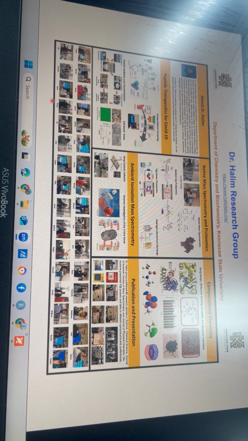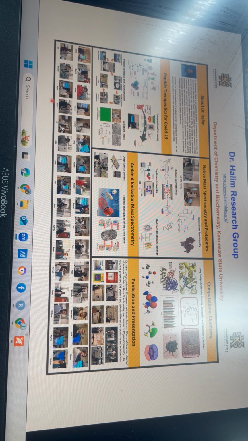Then in 2021, I moved here to Kennesaw State University as an assistant professor. Hopefully next year I will be promoted to associate professor. Here I do a lot of things. I do not have traditional boundaries between chemistry, physics, and biology.